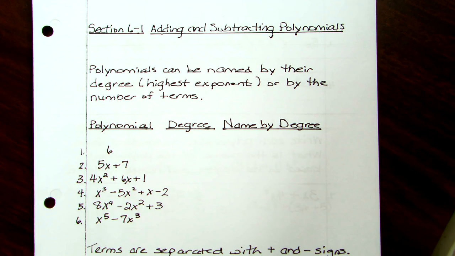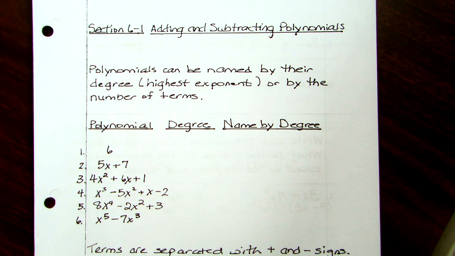Okay, in section 6.1, we're going to be talking about polynomials, and we're going to add and subtract them. But the first thing we're going to talk about is how we determine the degree of a polynomial and the name we give it based on its degree. And then we'll talk about how we can also talk about a polynomial based on its number of terms.